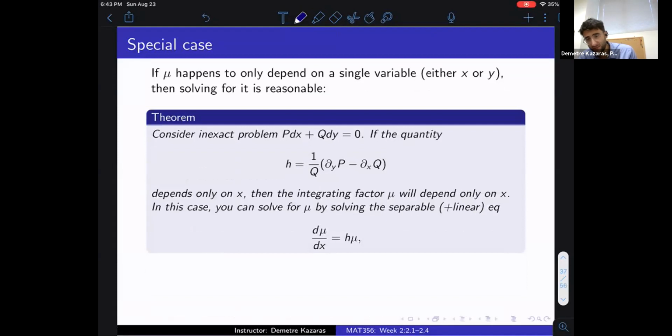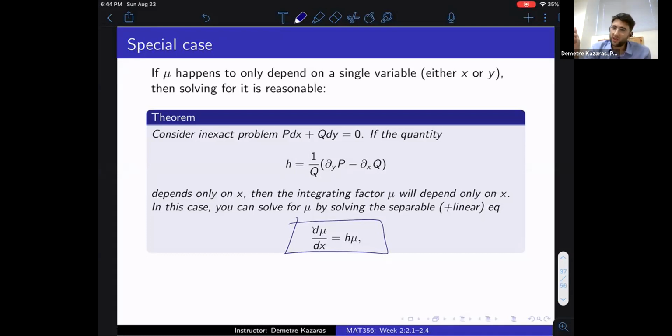In this case, if this kind of mysterious quantity h, 1 over q times y derivative of p minus x derivative of q, depends only on x, then you'll be able to solve for mu. It'll be given by the solution to this separable and linear differential equation: x derivative of mu is equal to h mu.